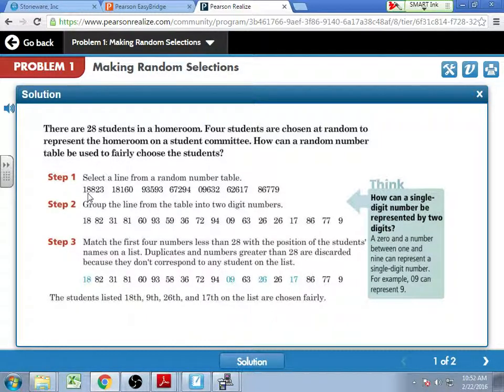18 is a 2-digit number, so that drops down. 82 drops down. 3 and then the next one drops down. 81 drops down. 60 drops down. So I keep doing that. But if there's only 28 students, I would have only had numbers 1 through 28, right? So 82, that doesn't make any sense. 31 doesn't make any sense. So I look at the first 4 numbers that I see that could be the numbers that I want, numbers less than 28. So 18 is the number, 9, 26, and 17. Those are the first 4 numbers that could be my students. So those are the first 4 that I use.